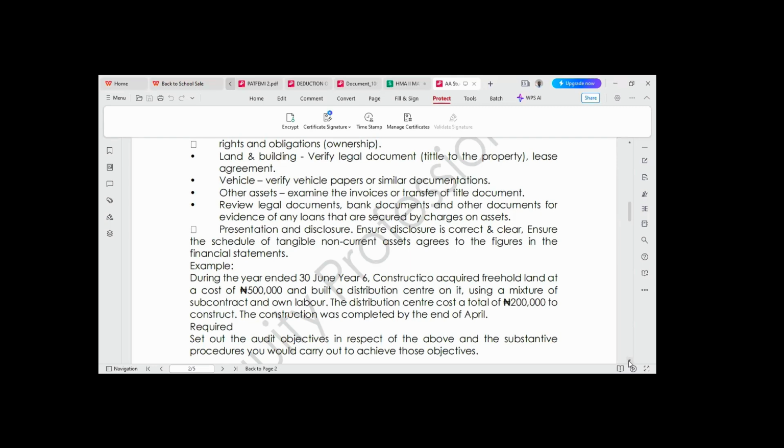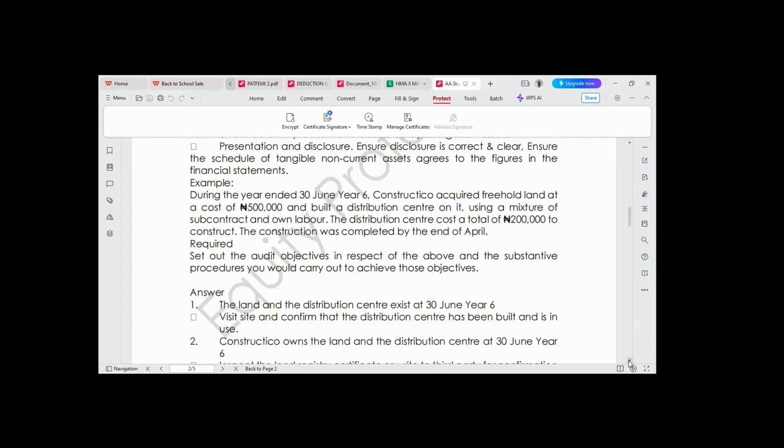So what this question is asking, because this is a likely exam question, they're going to set questions on substantive procedures. These are the type of questions they will set. You want to test your understanding of substantive procedures and essentially the audit objectives, and the procedures that need to be conducted to achieve those audit objectives. So this is the answer.